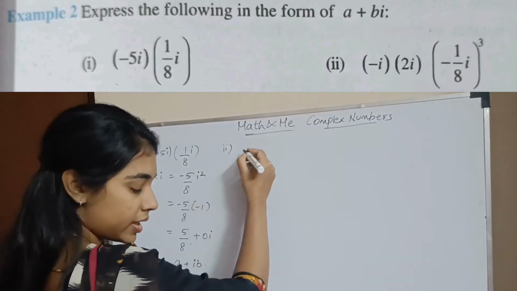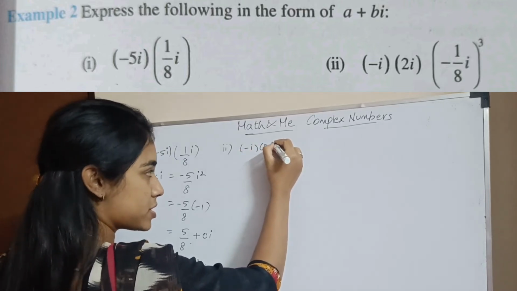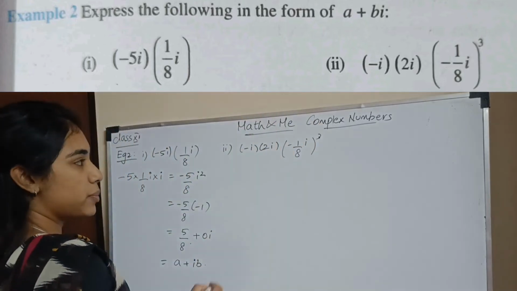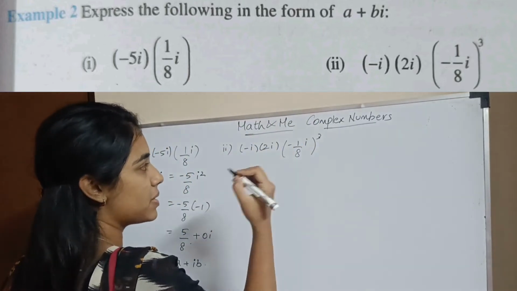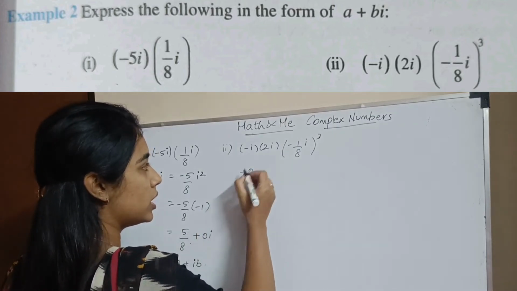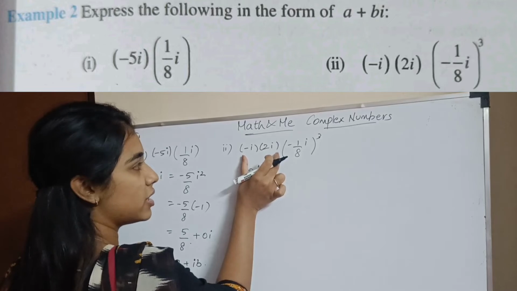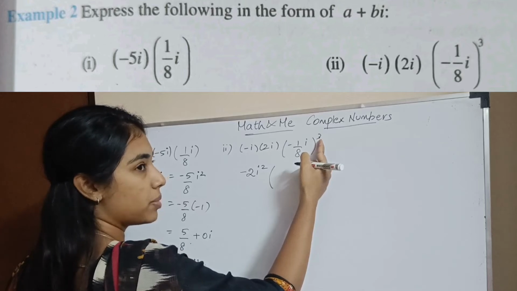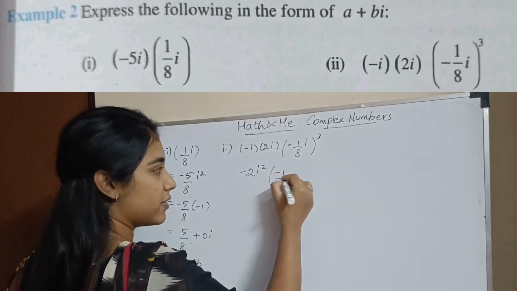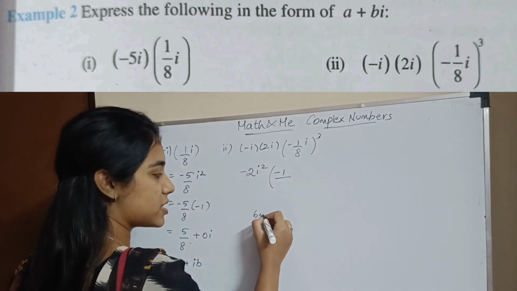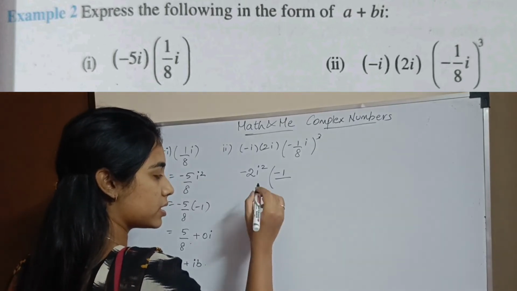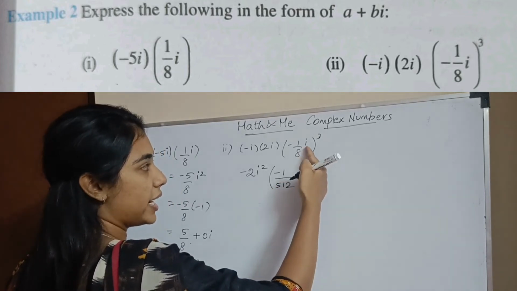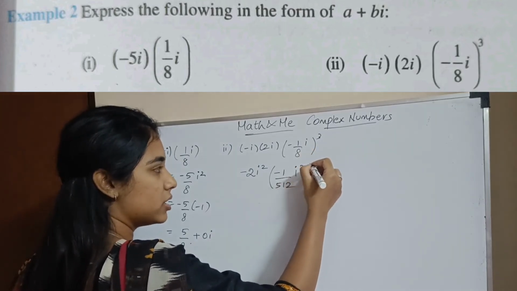Second subsection: -i times 2i times (-1/8 i) the whole cube. Now we can write it as one term. You have the minus numbers only. You have 2i into i, which is i square. Now are these two terms done? Now I'm going to open this bracket. So I have -1 the whole power 3, and (1/8) whole cube, 8 8s are 64, 64 into 8 is 512. So I have 512, i times i times i, which is i cube.